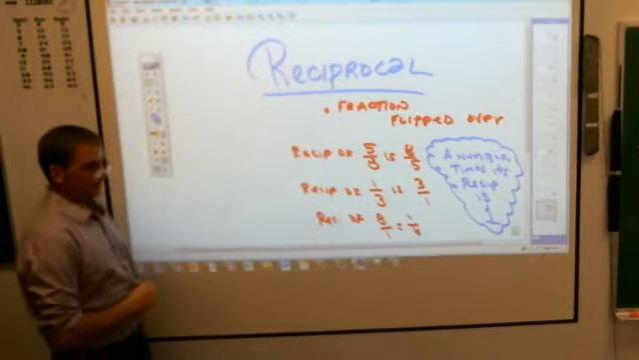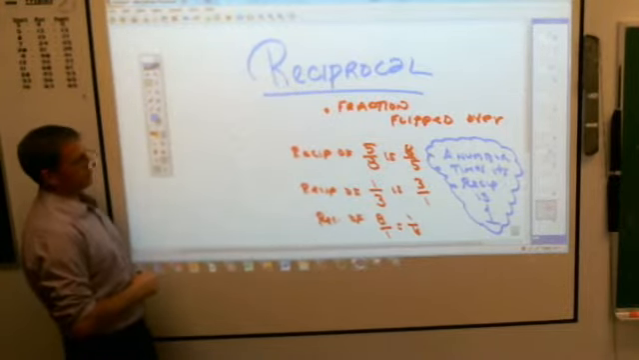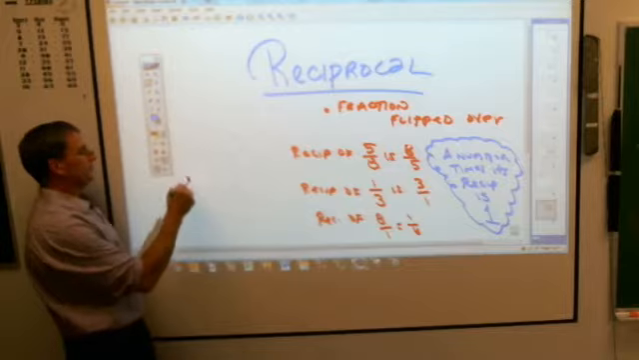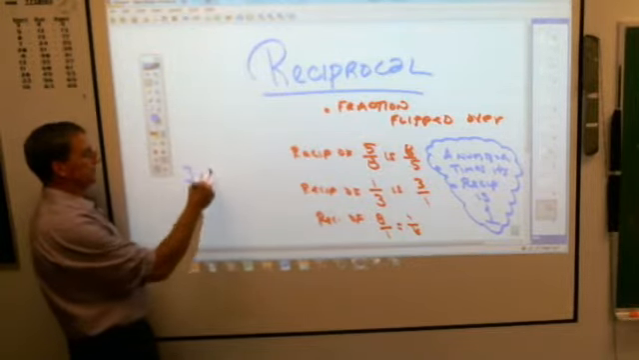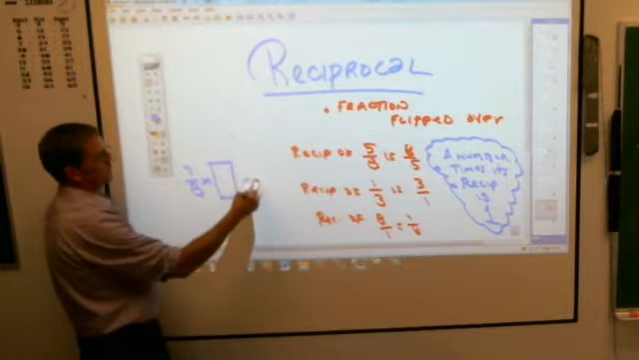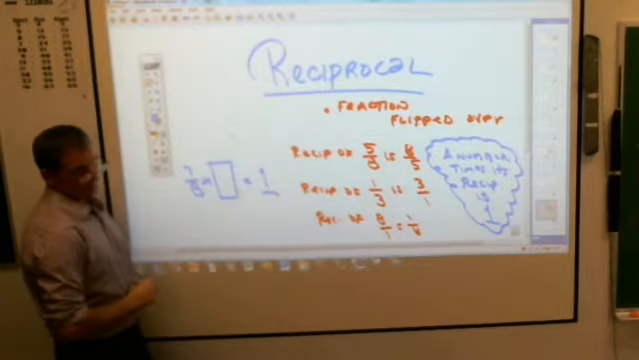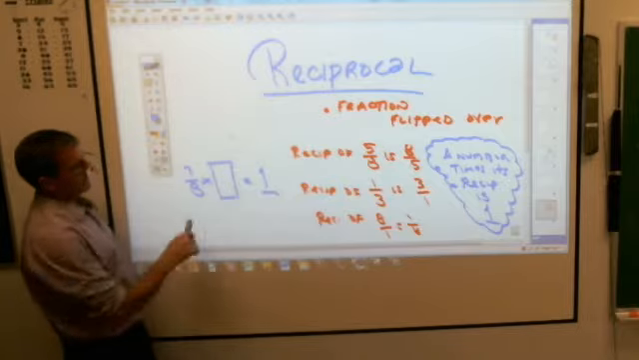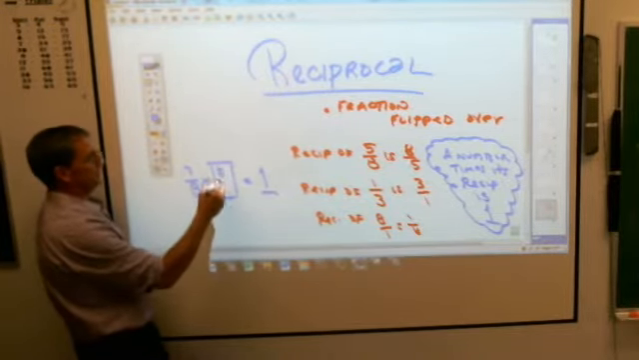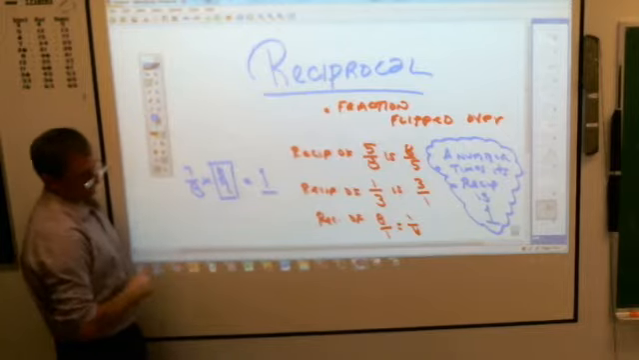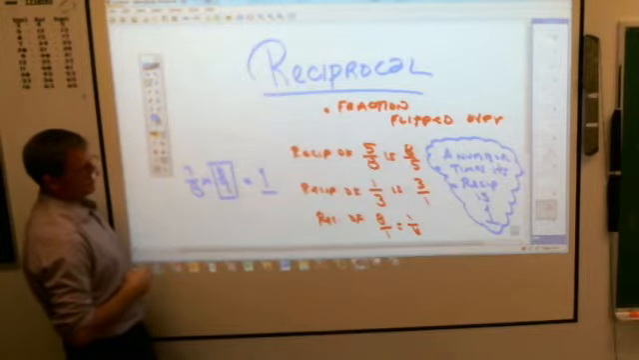Sometimes they will give you this. I think you remember this from last year. Anytime you came up with this, 7/8 times what number equals 1? That's what I just said right there. Any number times, this would have to be its reciprocal, which is 8/7, and 7/7 equals 1.